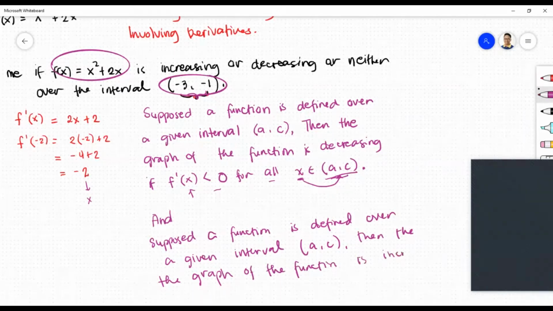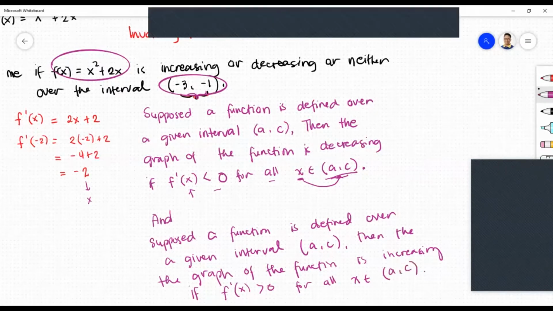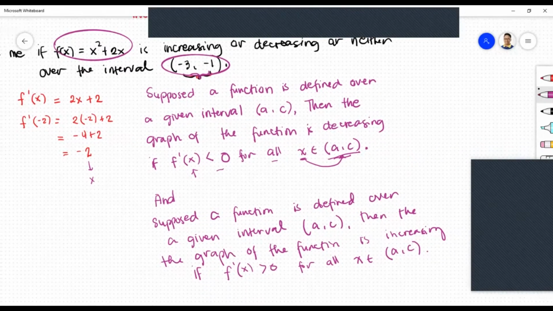is increasing this time. But the difference, guys, is the first derivative at the number that you pick should be greater than 0 for all x that belongs to that interval. So let's try to see. Let's try to figure out.